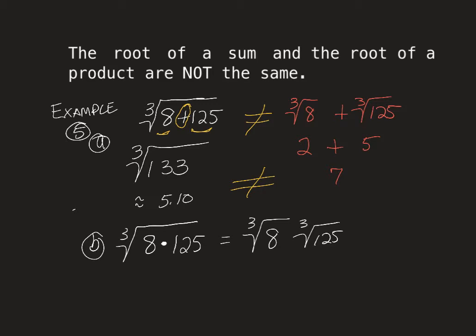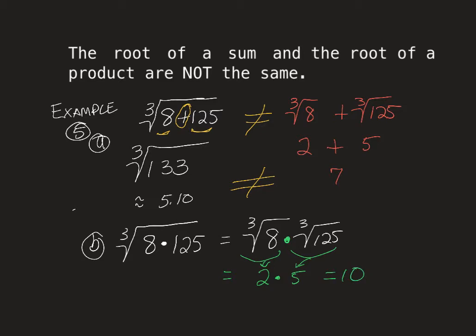Okay? Actually, I'm not going to use red for this. I'm going to use green. Okay? So if we take the cubed root of 8, which is 2, and the cubed root of 125, which is 5, and this is an understood multiplication between them, then we get 10.